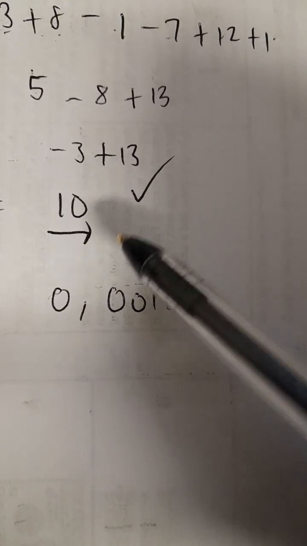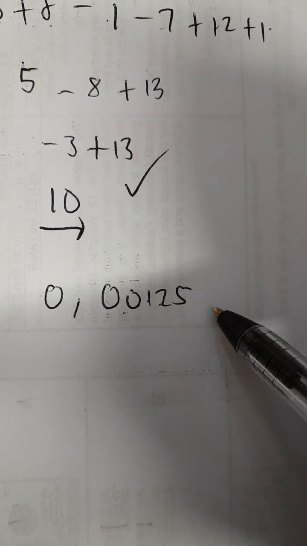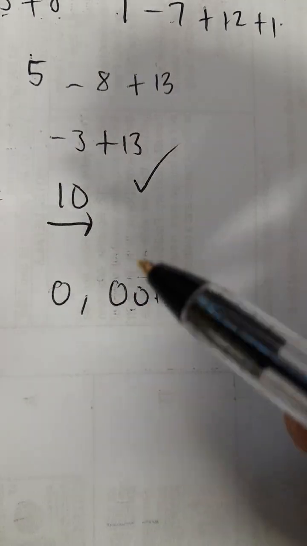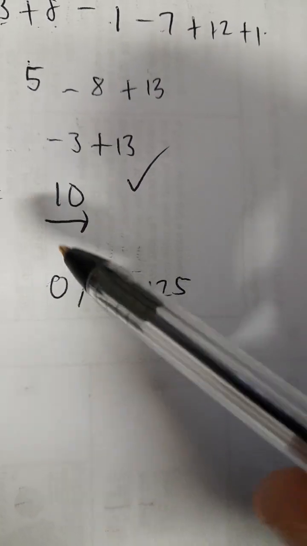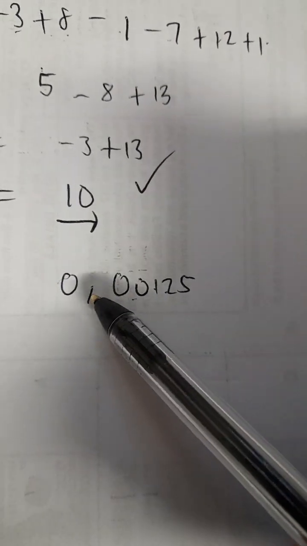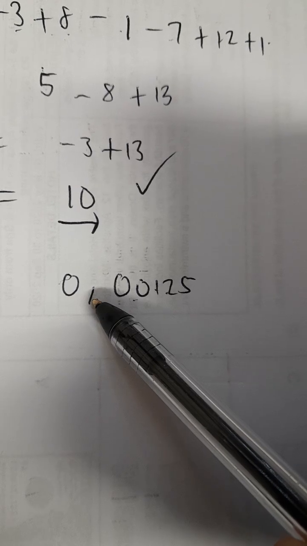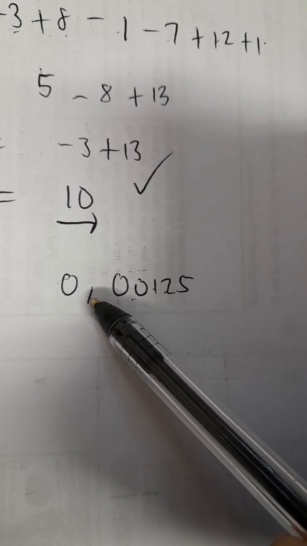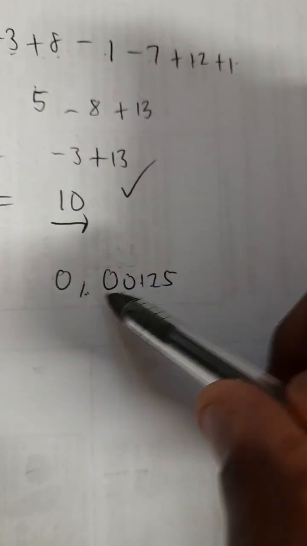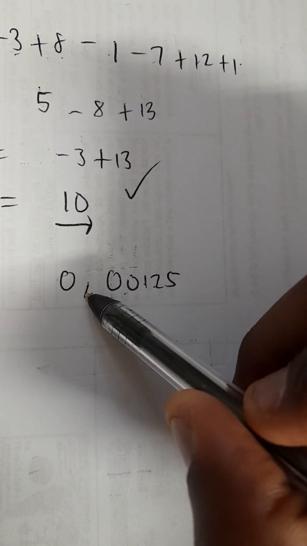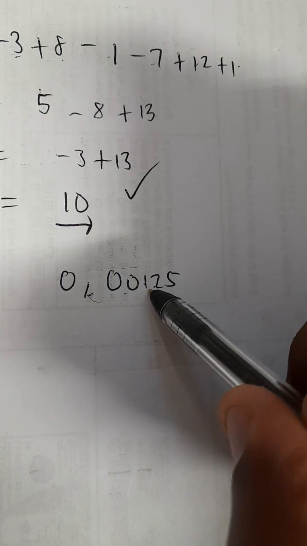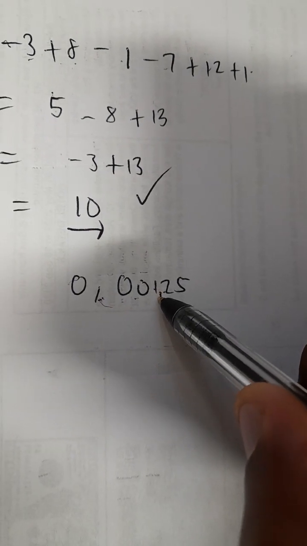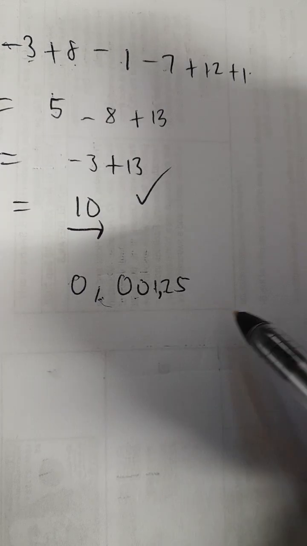So we're going to look at this. This is 0,00125. This is an ordinary number. We need to convert this ordinary number into scientific notation. So what we do is we move the comma that is already there. We move it so that we get a number between 1 and 10. So where do we need to move this comma in order to get a number that's between 1 and 10? We need to move it all the way to this place so that we have 1,25.